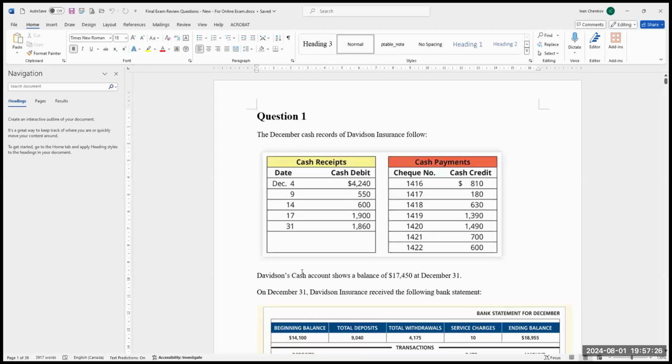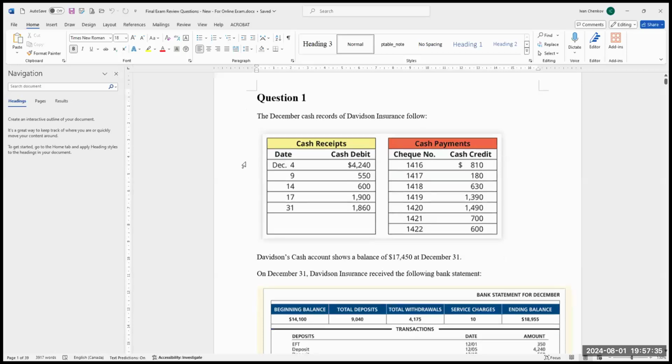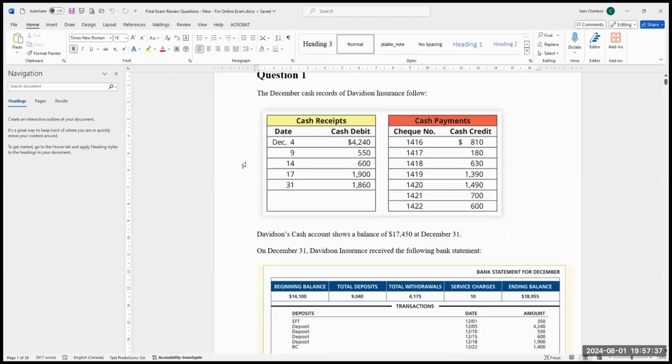Let's start with question one. Question one is about bank reconciliation. As you can see, the bank reconciliation format is a little bit changed from the one that we did in the class and the one that you did in the final test. However, try to make it as close as possible to the environment that you're going to take the final exam in, which is Pearson. So let's try and see how this is going to work.